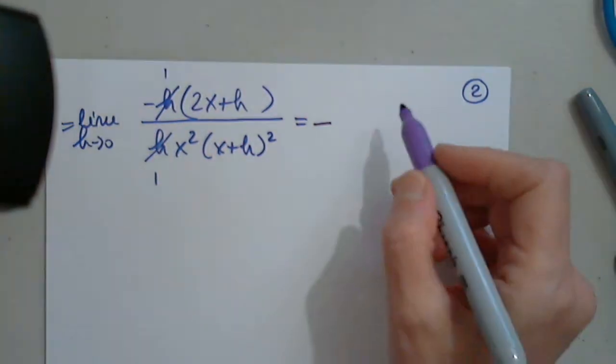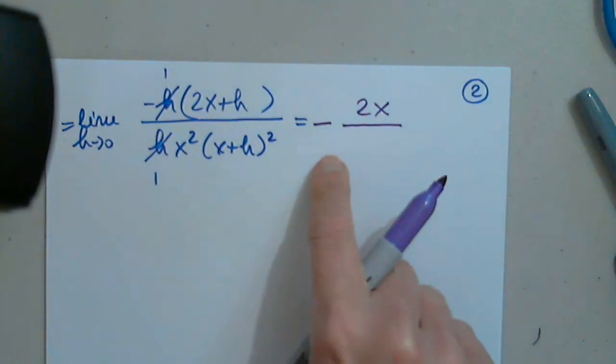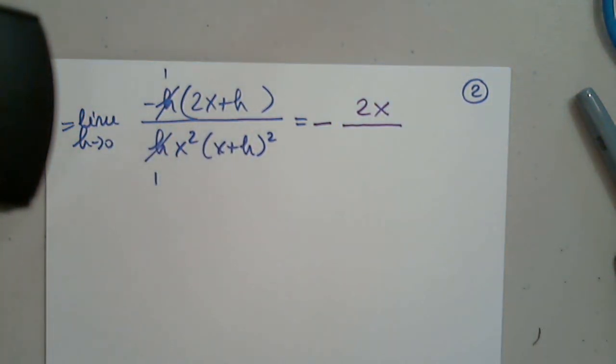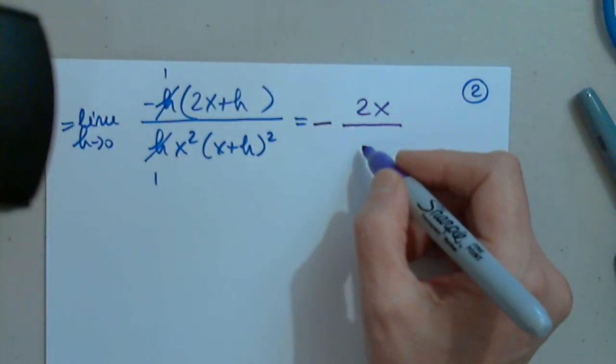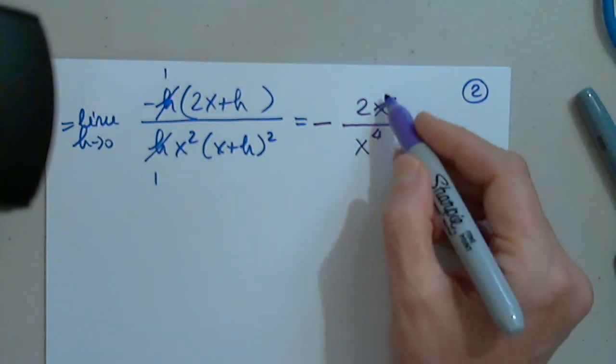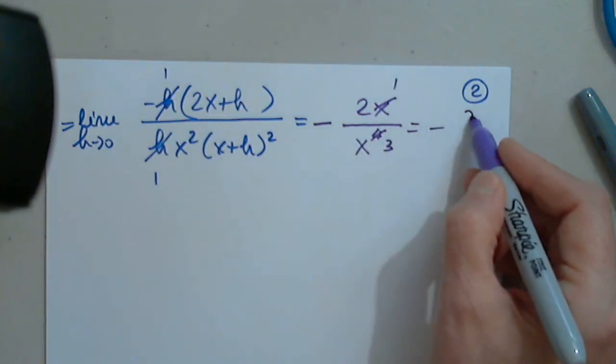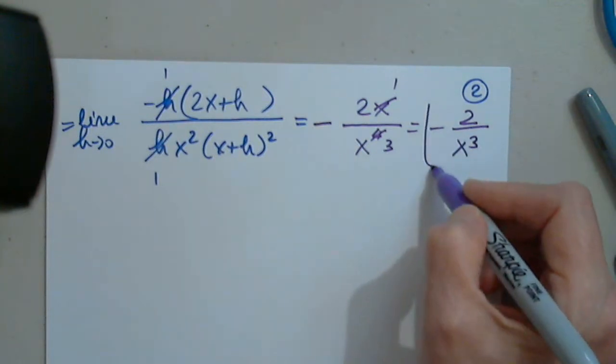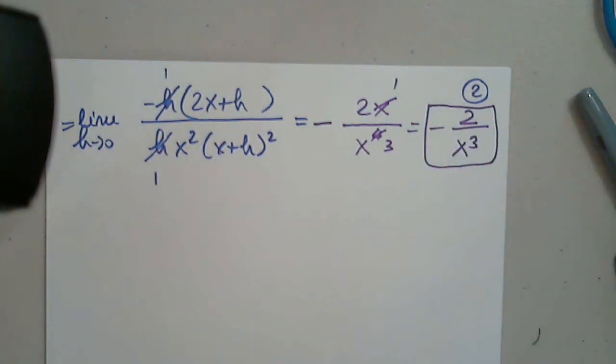Negative 2x for the numerator. Very good. I already put the minus in front of the fraction line. Good, 2x. What about the denominator? The denominator would be x to the 4th. Excellent. I simplify 1x and I get negative 2 over x cubed. Good job.